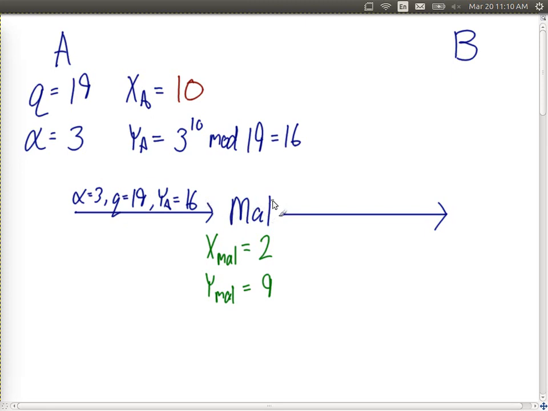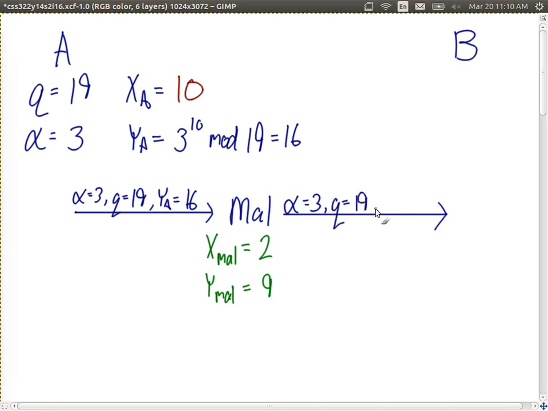Send the same values of alpha and Q. Don't change them. Well, there's no need to at this stage. And modify YA to be what? 9. Right. We call it YA. It's not in fact YA. It's Y of the malicious user. But from B's perspective, when they receive the message, they think this is YA. So that's the modified. Then see what B does.